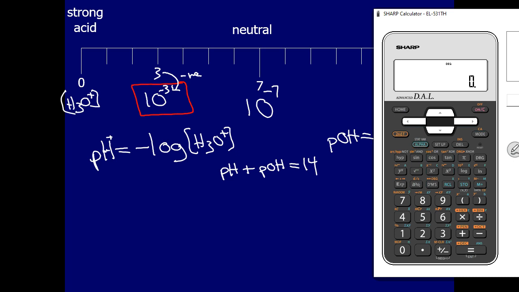Okay, so I'm looking for the log button. See it? There's the log button. What I'm looking for is above the log button. What do you see above the log button? A 10 to the x. Do you see 10 to the x? If you have a slightly different calculator, you've got to find your 10 to the x. Second function, 10 to the x.